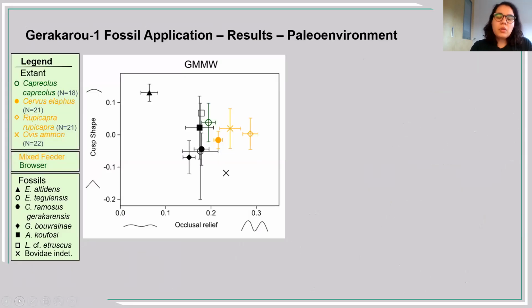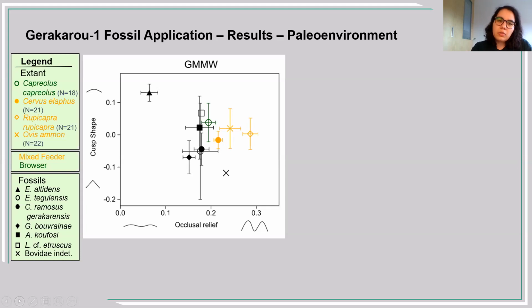So for the results, we used the frozen PCA of the extant species, and in there we plotted our results from the fossils. If you look at the top corner, you can see a triangle, which is the equid, and it seems to have the bluntest and shortest cusps, usually, as we said, correlated with grazing.